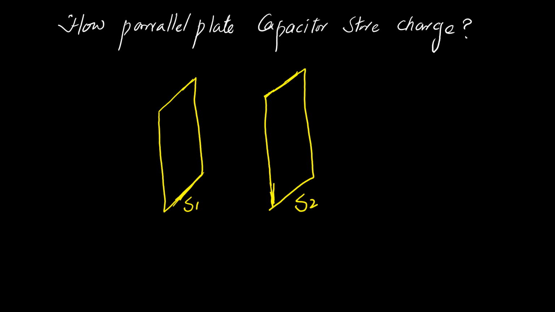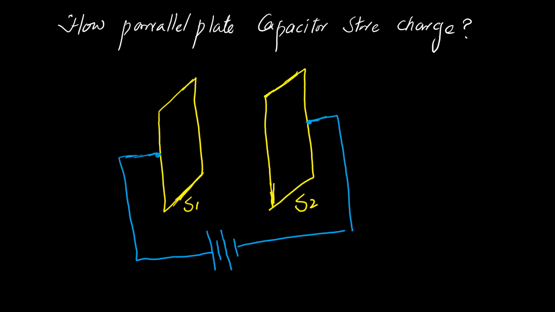In this situation, both the conducting plates have no charge. In order to charge these parallel plates, they are connected with a power source. Usually they are connected with a DC power source. Suppose this is a DC power source or DC battery, and these two parallel plates are connected with it. So now when these parallel plates are connected with a DC power source, they act as a capacitor.